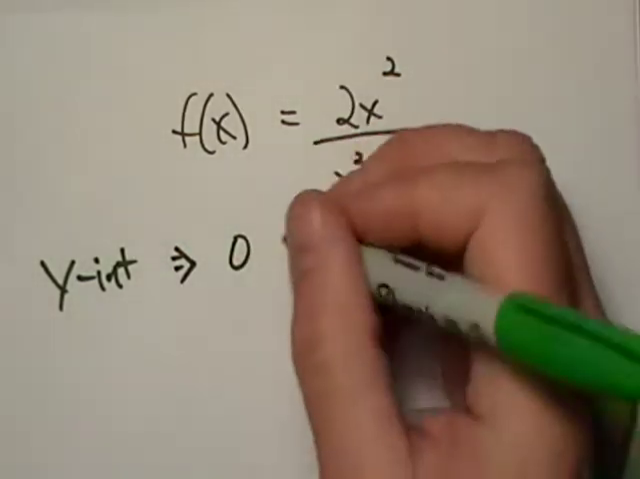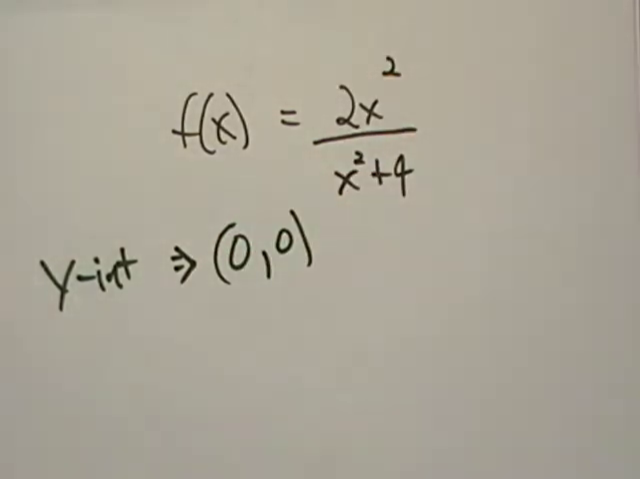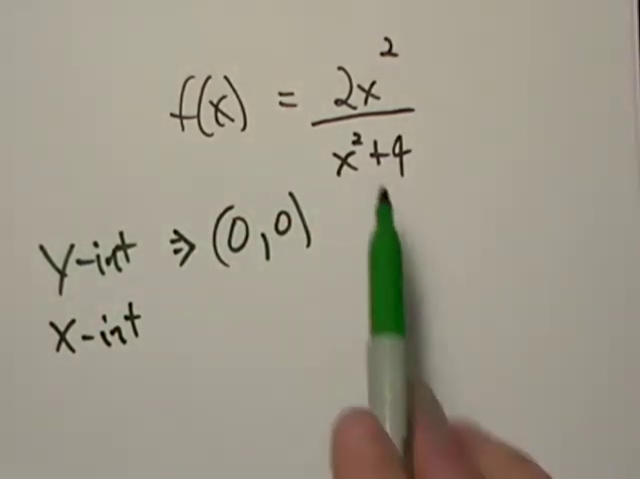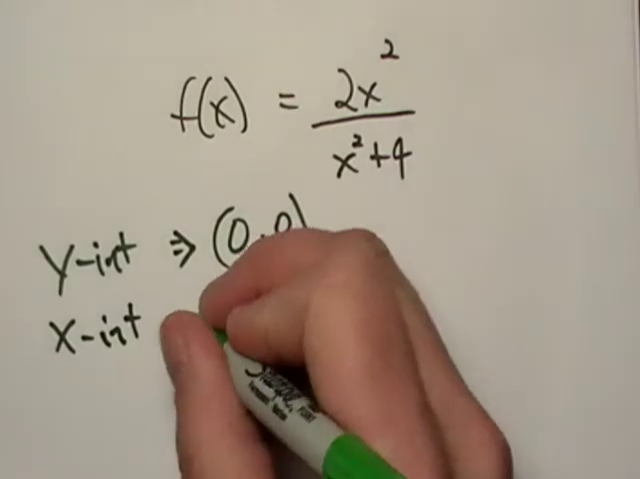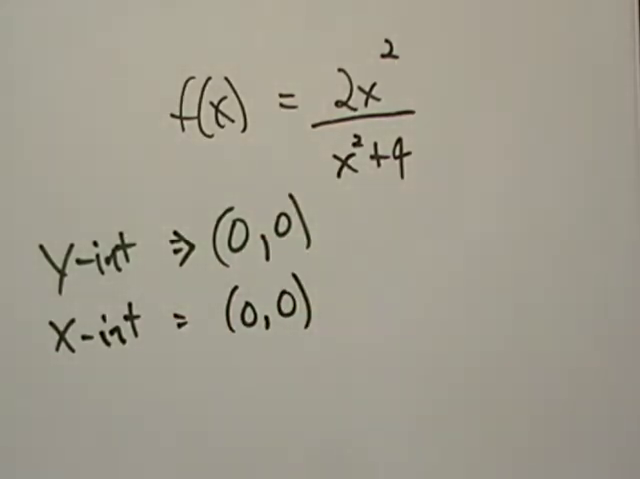Looks like that y-intercept is going to be at x equals 0, so (0, 0) will be that. Let's find our x-intercept. And that's also going to be (0, 0). Okay, so not much going on right there.